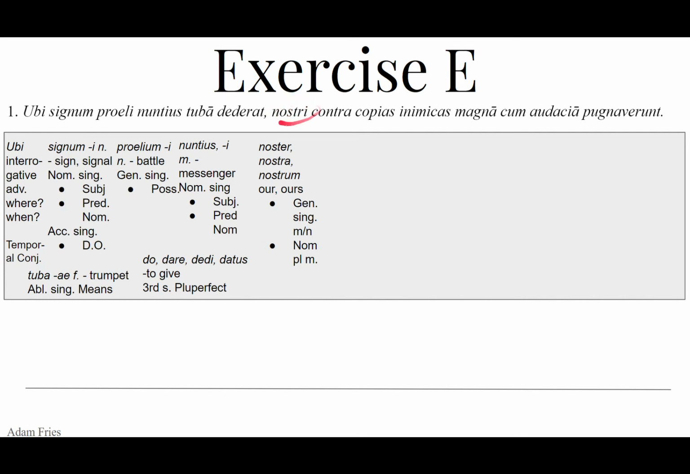There's no noun that nostri modifies. Nostri is an adjective. There's no noun that goes with it. So therefore, we're going to treat this adjective as a substantive. Substantive is just a fancy word for noun. We're going to treat this adjective as a substantive noun, so as a noun. So we could say ours. Ours did something, but we really mean that our people did something, or plural masculine, our men did something.